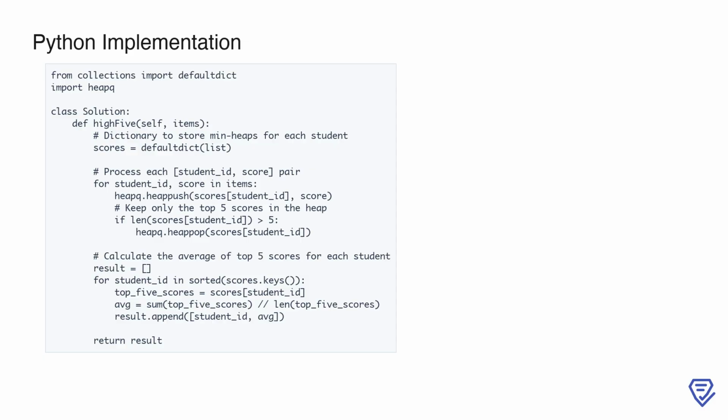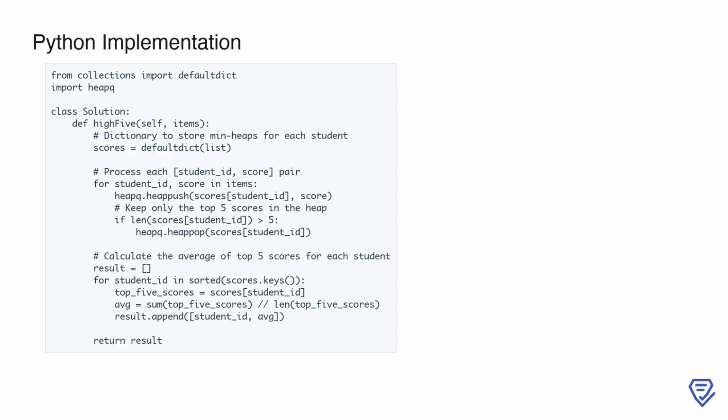2. Processing scores. For each pair, student_ID and score, the score is added to the heap using heapq.heappush. If the heap grows larger than 5, the smallest score is removed using heapq.heappop. This ensures that only the top 5 scores for each student are kept in the heap.